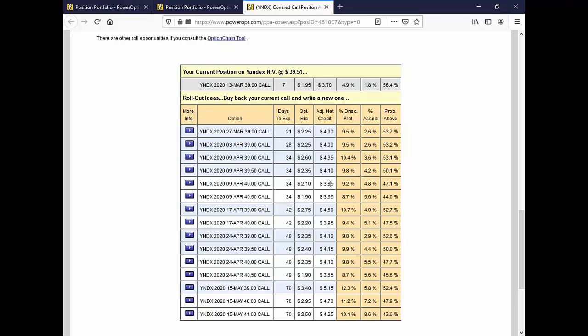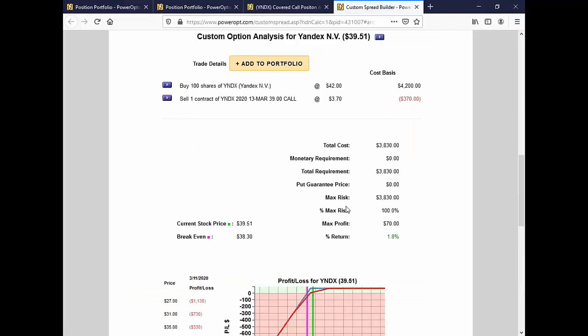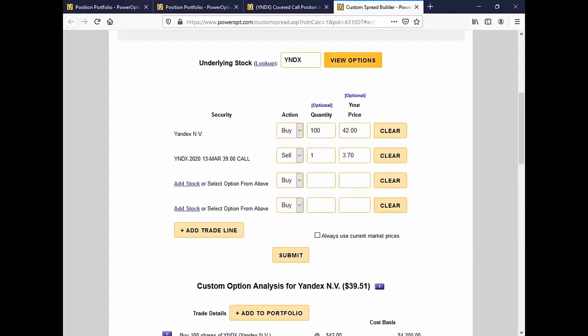That being said, I can always simulate any rollout opportunity I want with just a few clicks on PowerOptions. If I don't see the rollout that I want, I can always go to What If Calculations. This takes me to the profit and loss chart. And as we mentioned, the stock's falling a little bit. It's at 39.51. I think James wants to remain in the money for better protection, even though in 7 days this could potentially still be the profit of 1.8%, the target I had.